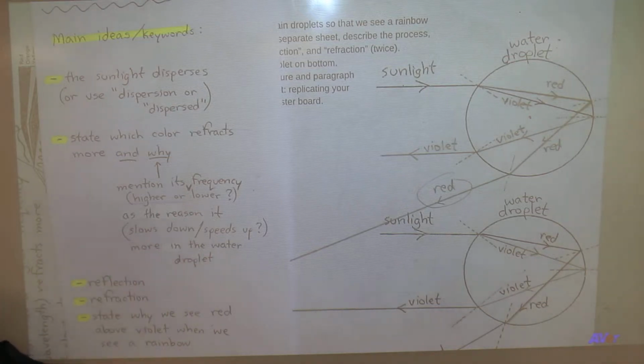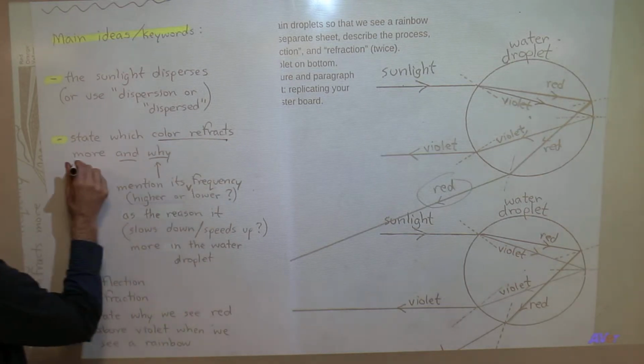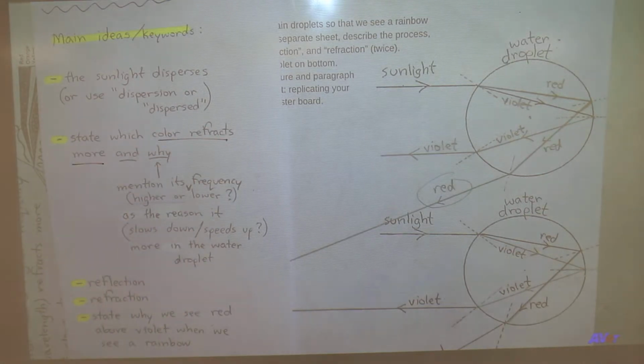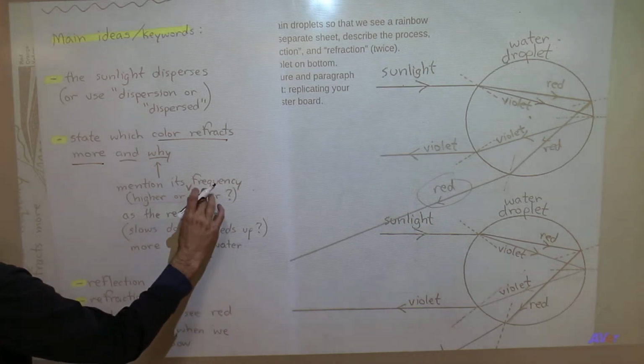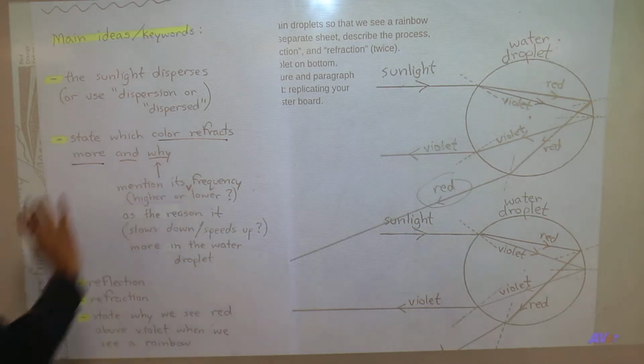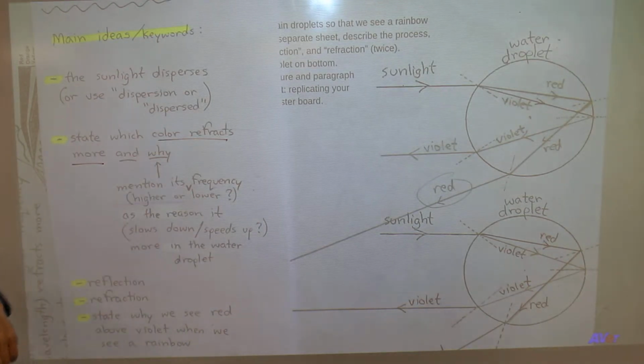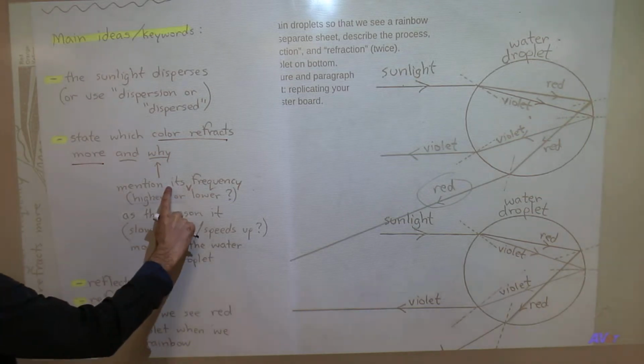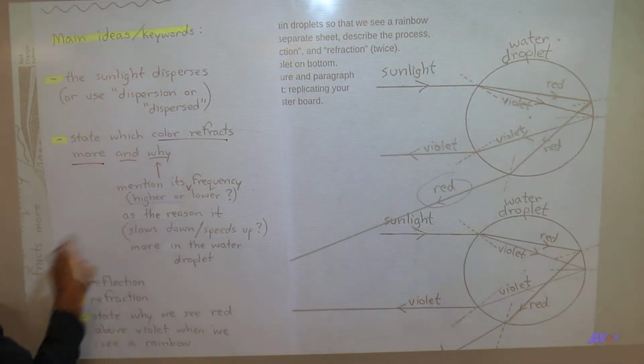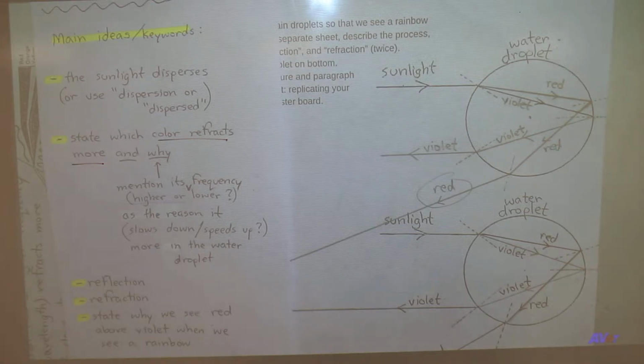in the water droplet. That's pretty much that section. But make sure you have all that. So violet light refracts more than red light. For example, let me back up. Violet light refracts more than red light because it has a higher frequency, which makes it slow down more in the water droplet. Something like that.